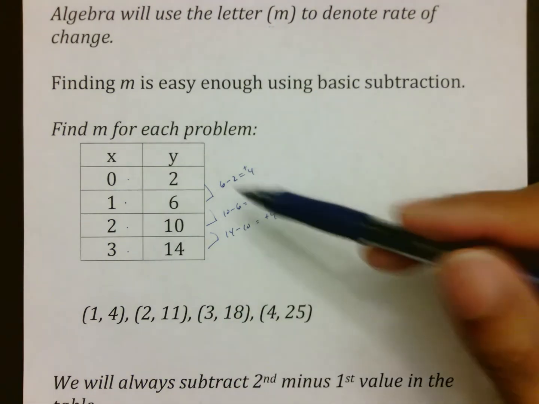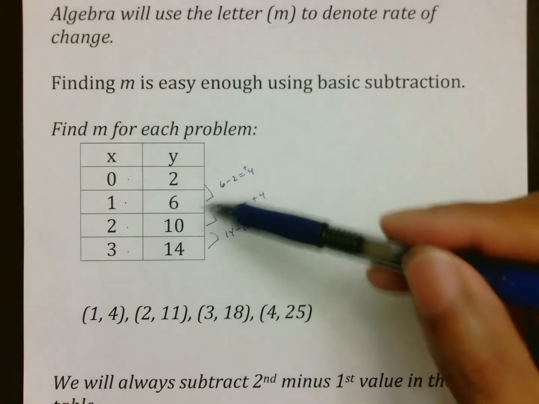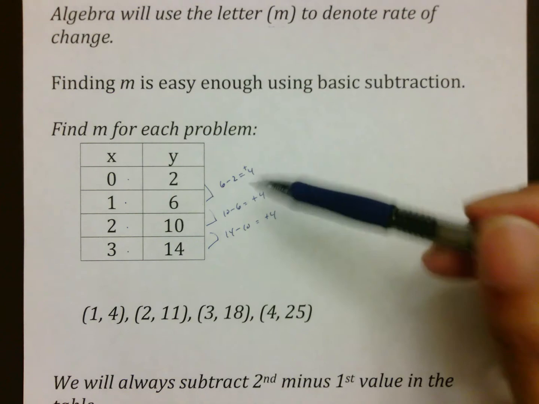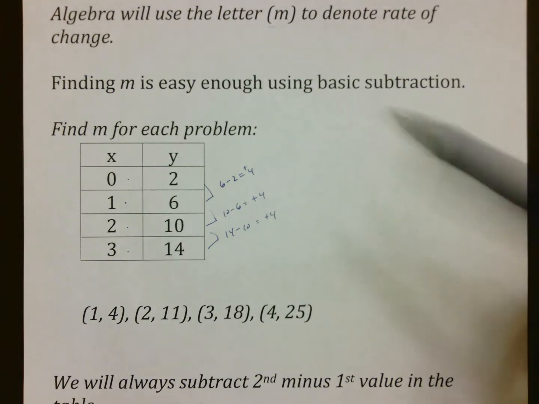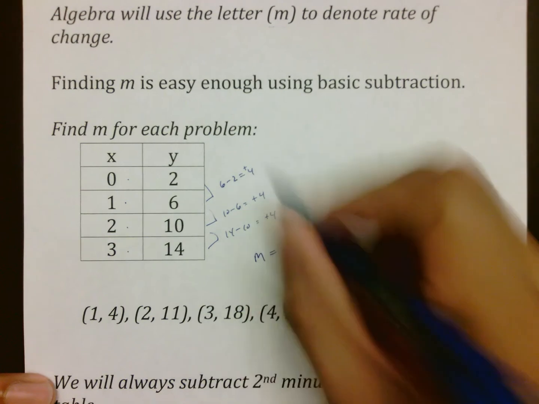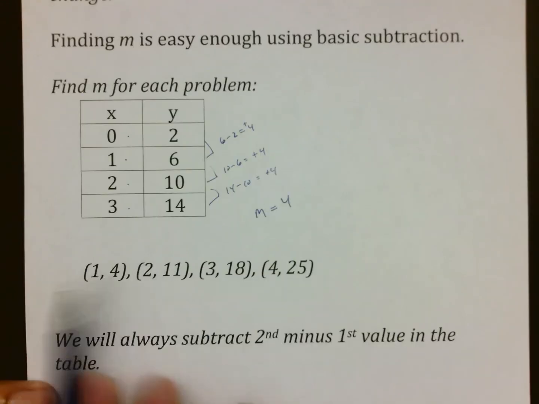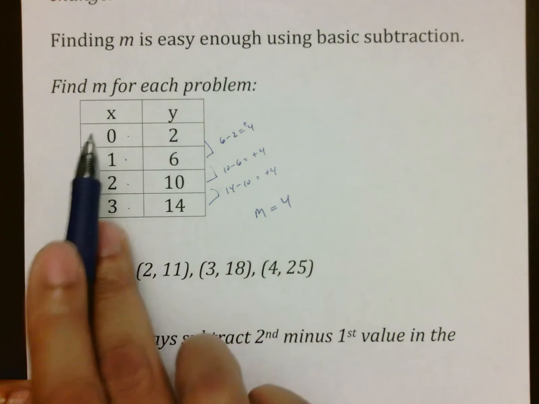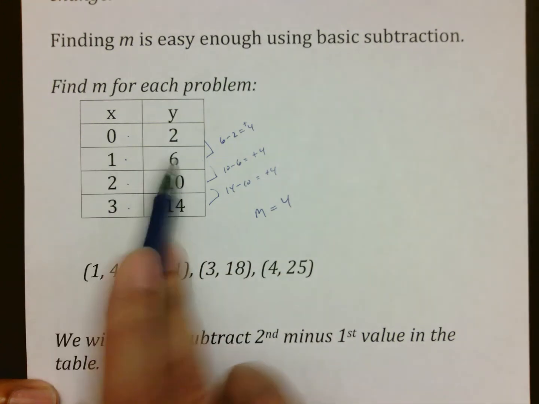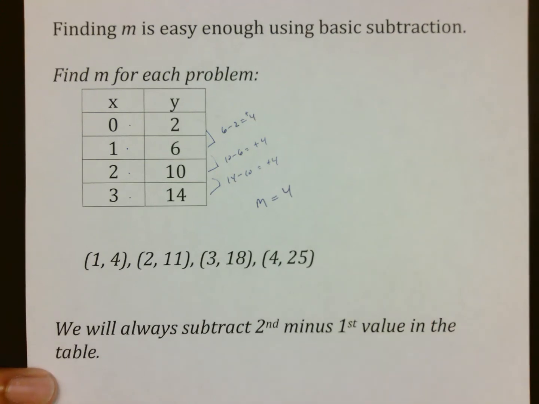You might want to write it the way that I wrote it there on your notes so you understand how I subtracted. A lot of people do 2 minus 6, 6 minus 10. That's not right. In order to maintain the direction, you want to do second minus first. So the M for this, because it's 4 all the way through, would be 4. Your slope, your rate of change, would be 4. If you had a set of ordered pairs, those are ordered pairs also: 0, 2 is an ordered pair, 1, 6 is an ordered pair, 2, 10, 3, 14. If you had a set of ordered pairs, you would do the same thing.